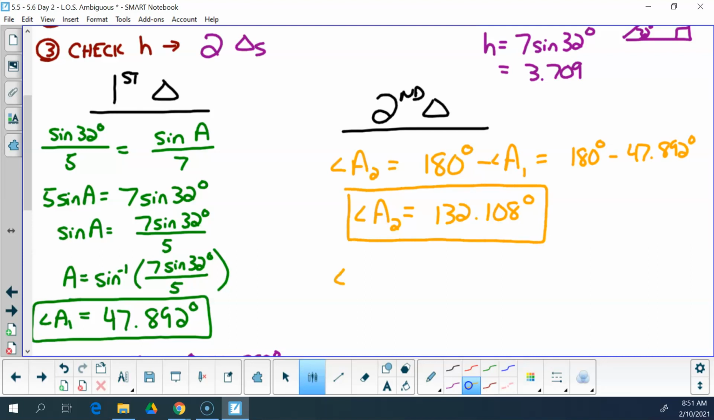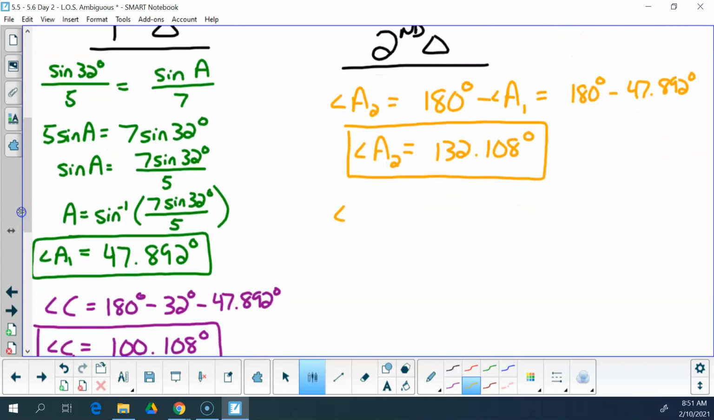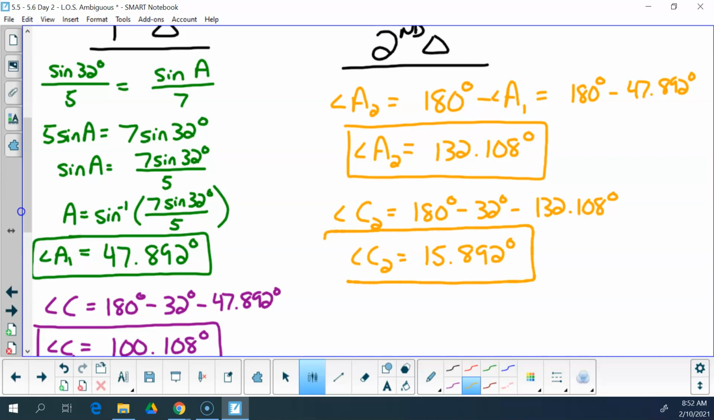Angle, what do we find next? Angle C. Yep. So angle C sub 2 is going to be 180 degrees minus 32 degrees minus 132.108 degrees. That's going to give me 15.892 degrees. So those two are easy calculations.